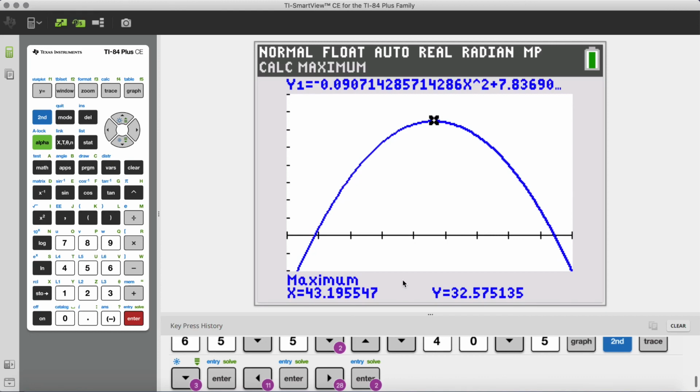$43.20. What is the profit to the nearest $1,000? So it says that would be 32.575 thousand. So that would be $32,575, and it asks to the nearest dollar, and 1 does not round up that 5, so we're at $32,575. All right, and that's how you would do number 14 on the review.